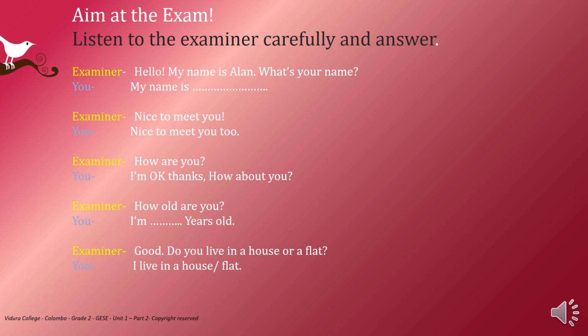Okay? Right. Then the examiner will ask, is there a balcony? Then you should give the answer like this. If there is a balcony, you can say, yes, there is. And if there is no balcony in your house or flat, you can tell, no, there isn't. Right? Good.